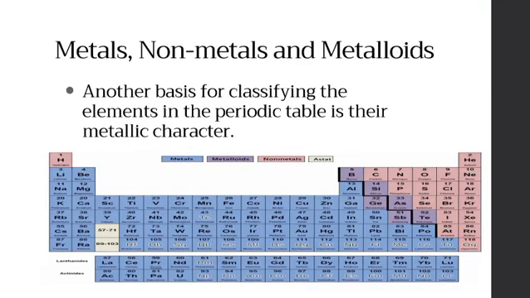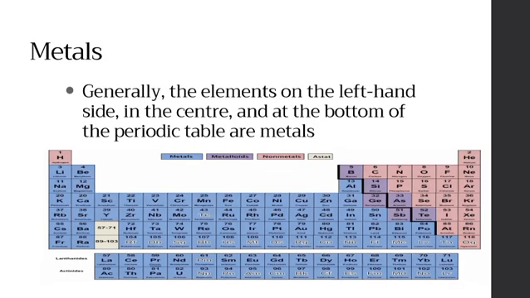Another important way to classify elements is based on their metallic character. Most elements in the periodic table are metals. They are found on the left side, in the center, and at the bottom of the table. Metals are generally shiny, malleable, and good conductors of heat and electricity.